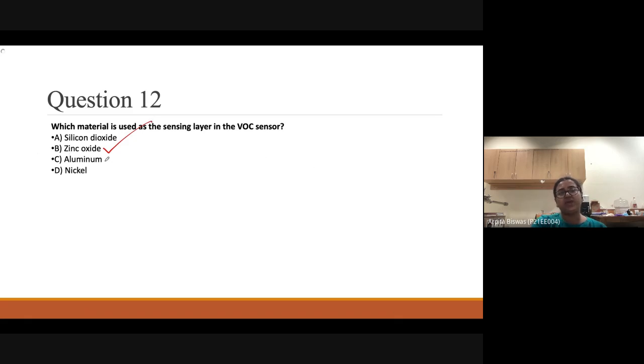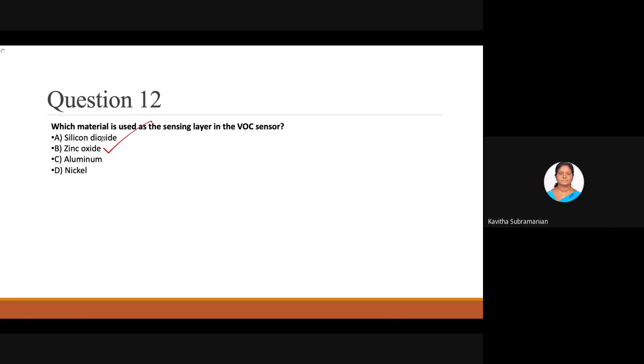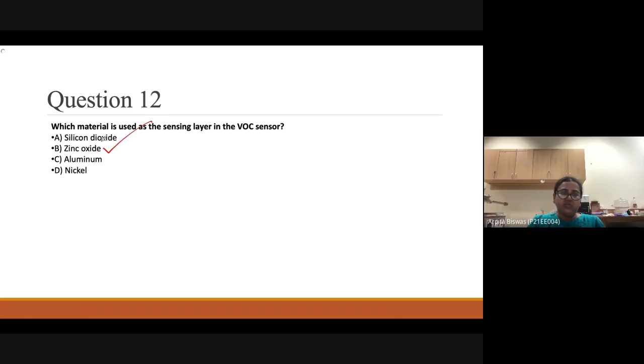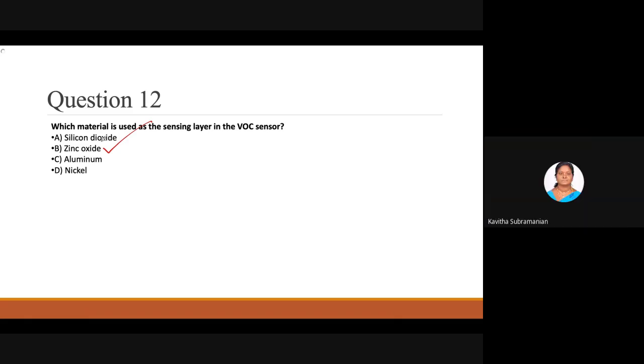Can you please tell me where the aluminium is used, where nickel is used, and where silicon dioxide is used? The aluminum is used for contact purposes. And why is nickel used? Nickel is used for the channel-like structure.